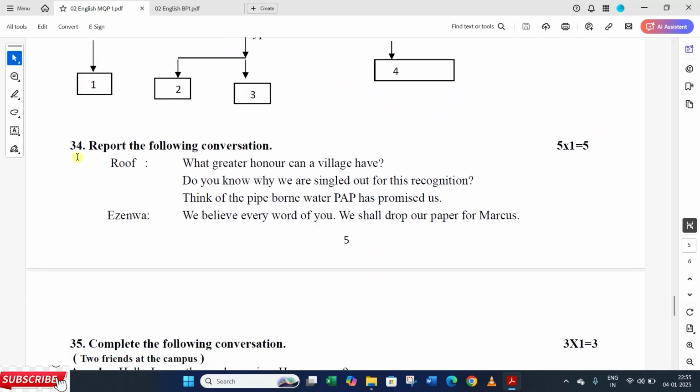Then we have the next question, 34, that is report the following conversation, a reported speech. When you write the conversation correctly, without committing any kind of mistake or error, and when you write all things appropriately, you will get full marks. This is for 5 marks.